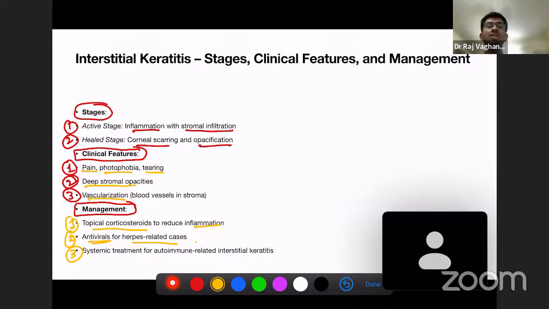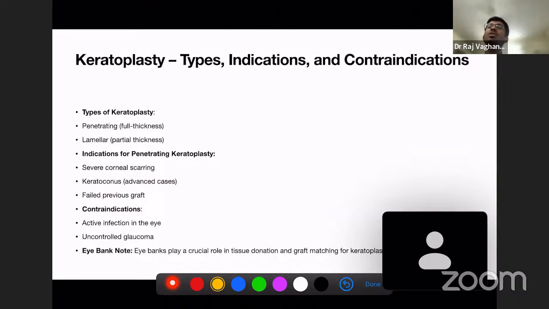Clinical features I've told you: pain, photophobia, and tearing of the eyes with deep stromal opacities. Interstitial keratitis means the inflammation happening in the stromal layer of the cornea. So there can be deep stromal opacities, and there can be vascularization. That means new blood vessels are formed in the stroma due to the inflammatory response. So that was about interstitial keratitis.